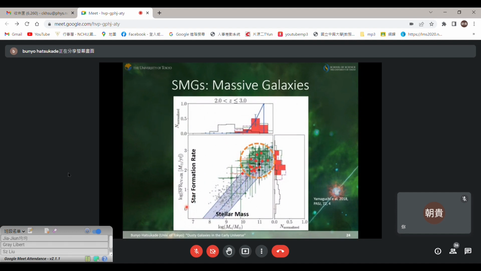This is the stellar mass versus the star formation rate of SMGs, studied by multi-wavelength observations. SMGs are shown in the red and green dots here, and in comparison, we plot the other normal star-forming galaxies here. So we found that SMGs are very massive and actively star-forming compared to the normal star-forming galaxies at the same time of the universe.